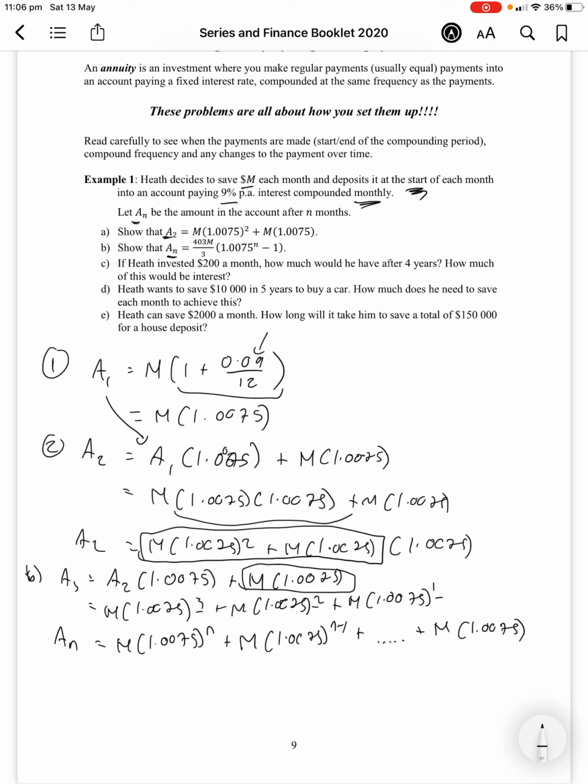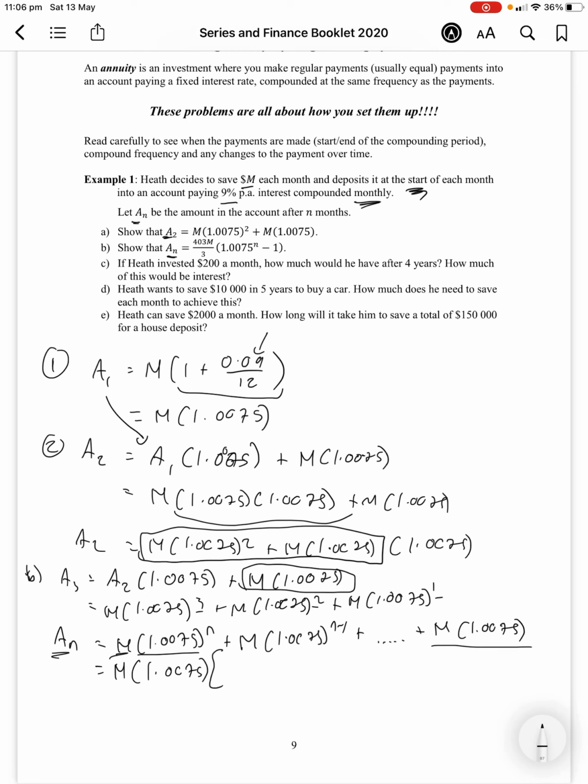This is where we get to fudge around a little bit. We get to work on what we're actually looking at. We can create a series by factorizing out M to the 1.0075. That is the smallest term everything has. Every single term in this AN series has got M, and it's got one of these powers because this right there is my smallest term.